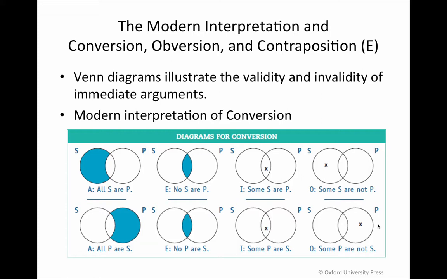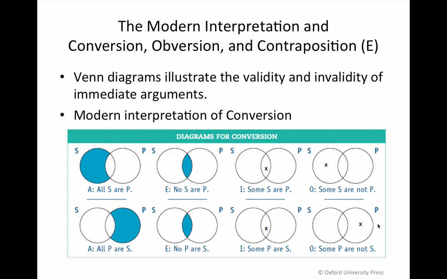Even though nothing is distributed in the particular affirmative, when we say some S are P, we're saying that there is at least one S that is also a P. Or, and this might be more helpful, there is at least one thing that is both an S and a P, so that we can say there is at least one thing, therefore, that is both a P and an S.